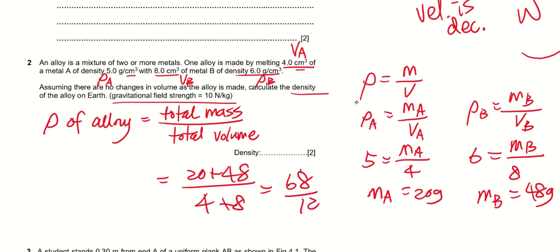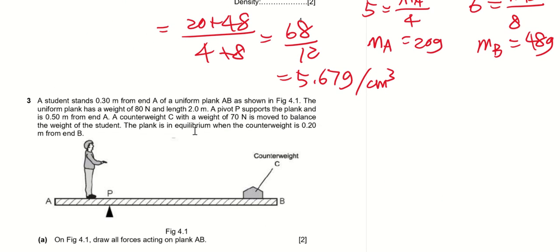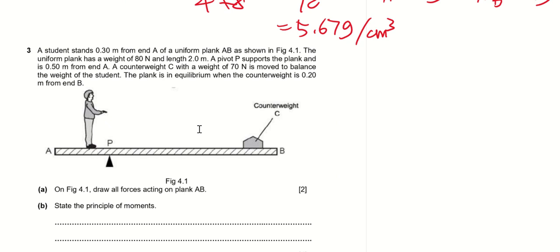So the answer will be 5.67 grams per cm cube. Okay, so there's no need for the g to be involved. Okay, now question 3. How do you know what kind of question it is?